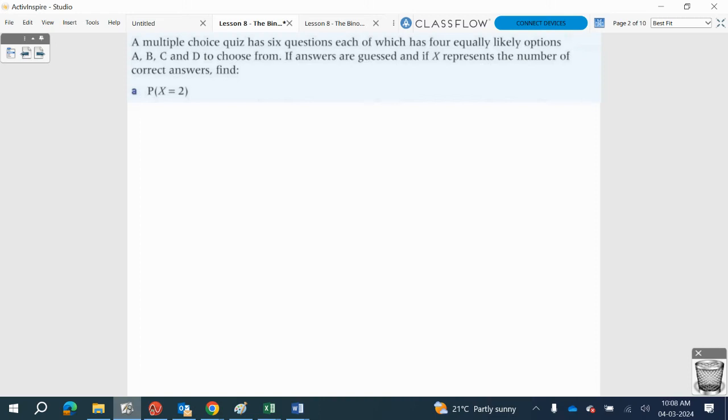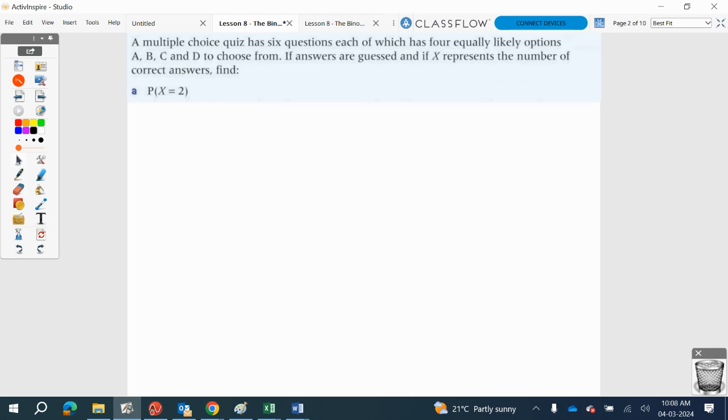Okay, so we're going to try and solve this problem here. So we've got 6 questions. What's the probability of getting one question right? I know you know the answers, I've heard you say it already. What's the probability of getting one question right?